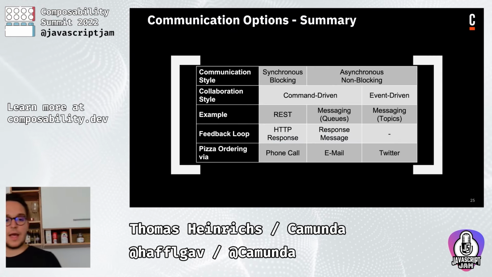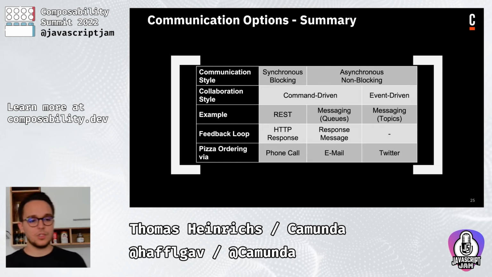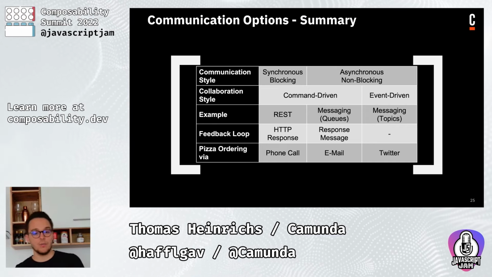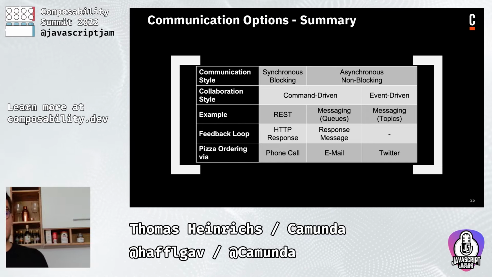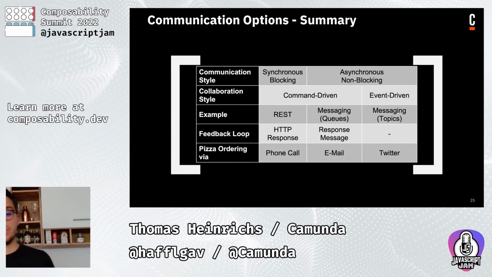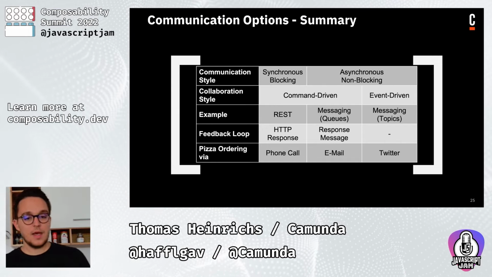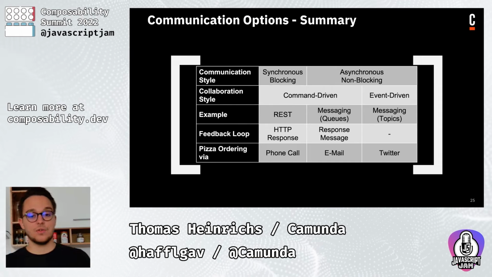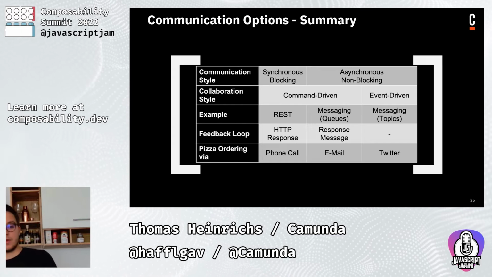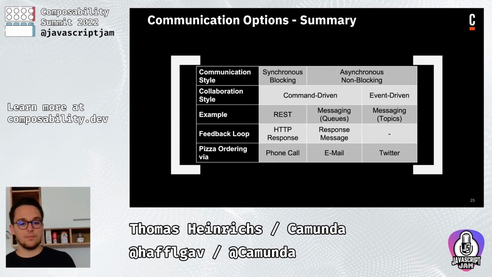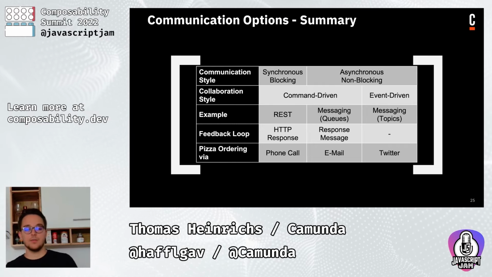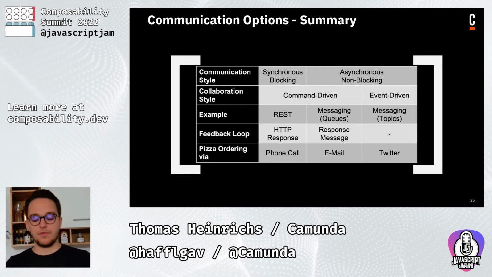Great. So let's sum things up about the communication options we do have. We have our communication style, which is either synchronous blocking or asynchronous non-blocking. We have the different collaboration styles, either event or command-driven. There are certain examples out there. For instance, for command-driven synchronous blocking communication, we could use REST, message queues, or, for event asynchronous non-blocking communication, those common messaging topics, feedback loops, an HTTP response or some kind of response message in a message queue, and of course those phone call, email, Twitter examples from the pizza ordering use case we've talked about.